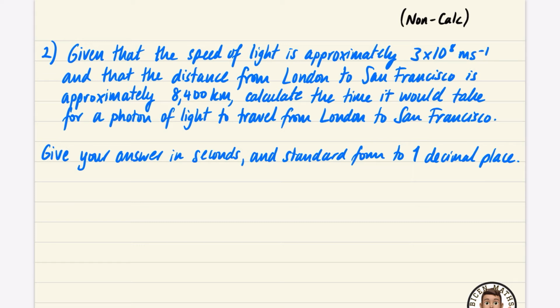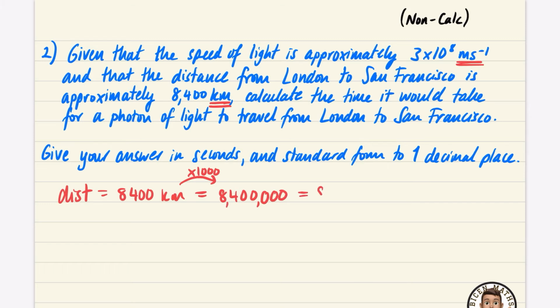Okay, so we need to be very careful here because the units of this is meters per second, whereas the unit of this is kilometers. So I think the first thing that we're going to need to do is look at the distance, which they've said is 8,400 kilometers, and convert that to meters. You convert from kilometers to meters by multiplying by 1,000. So that's 8,400, and I'm going to times it by 1,000 by adding on those 3 zeros. It's 8.4 times 10 to the 6. This is 8.4 times 10 to the power of 6 in standard form.